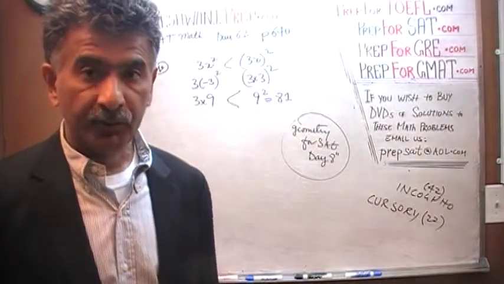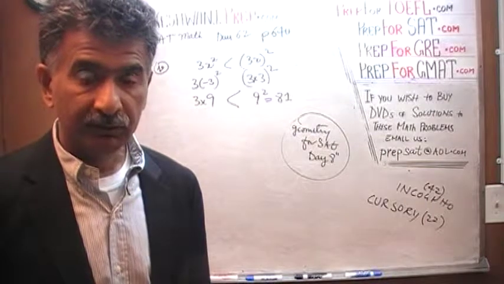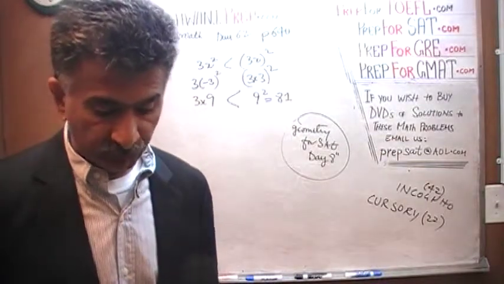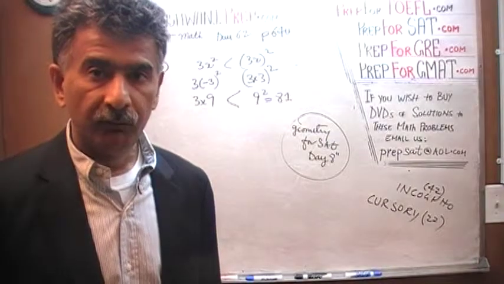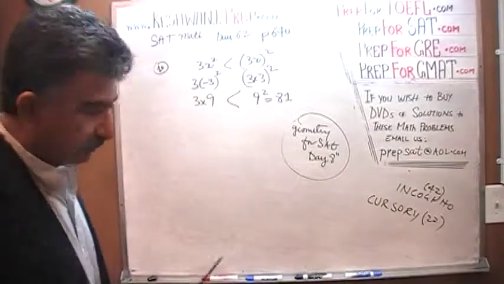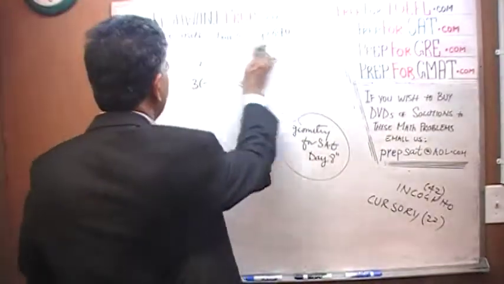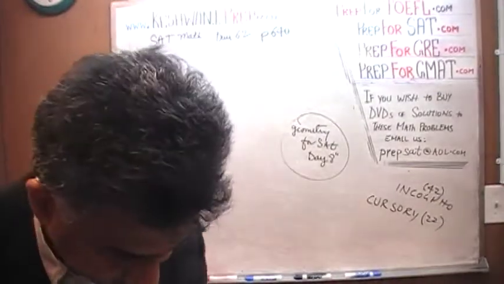Our job is to locate a value of x which makes the above statement false. It says for what value of x is the statement above false. This is the true statement: 27 is less than 81. Let's not try B, let's try C.